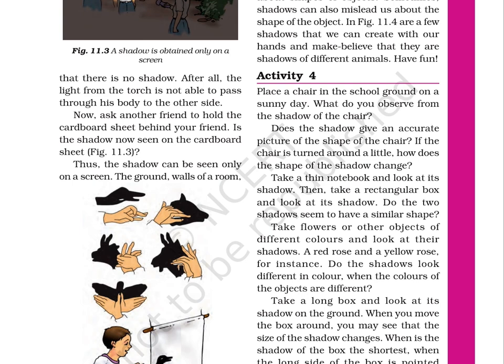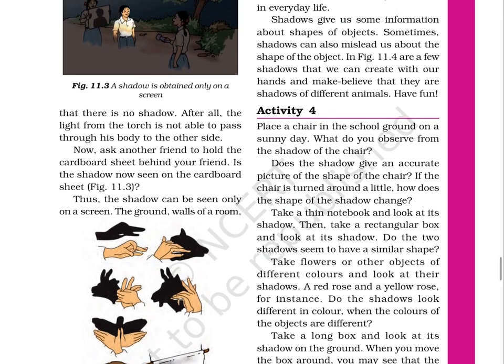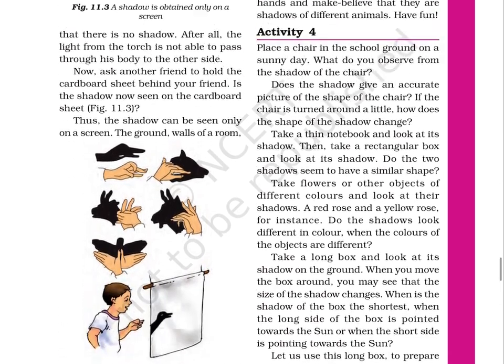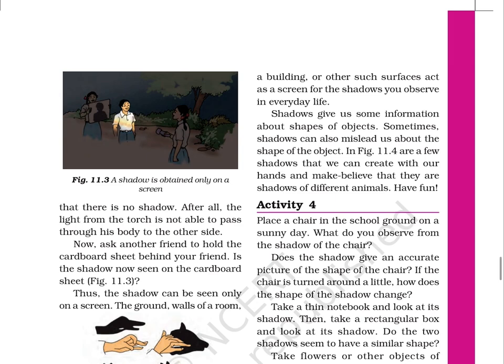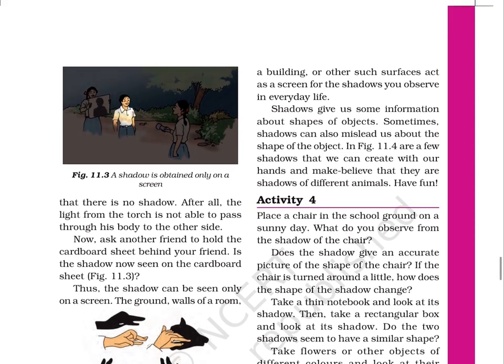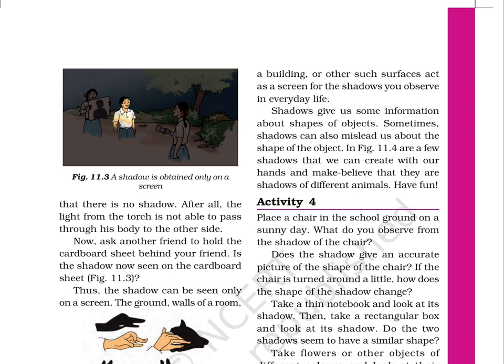The ground, walls of a room, a building, or other such surfaces act as a screen for the shadows you observe in everyday life. Figure 11.3 shows a shadow is obtained only on a screen. Shadows give us some information about shapes of objects. Sometimes shadows can also mislead us about the shape of the object.